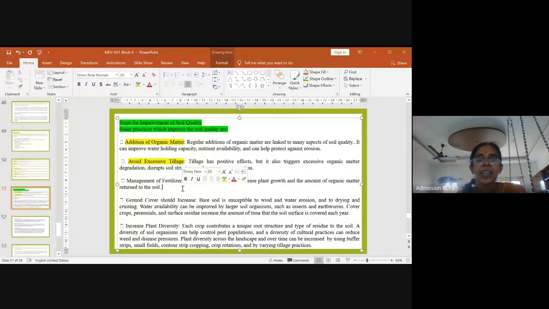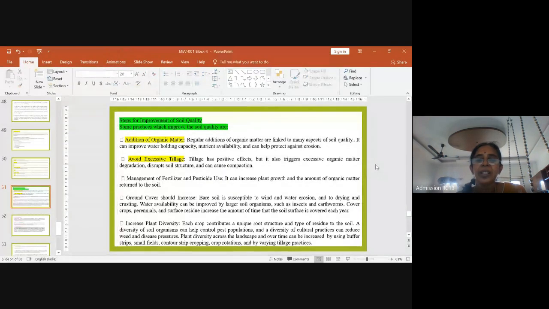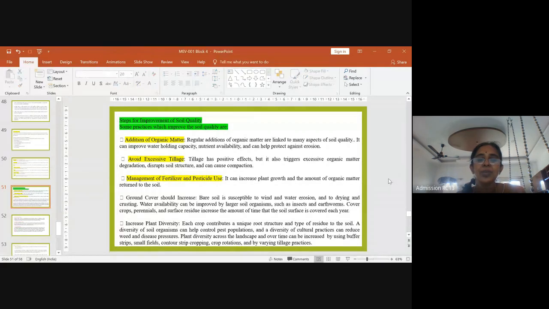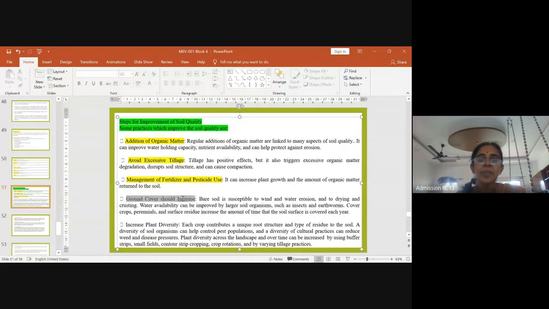Secondly, avoid excessive tillage. Tillage has positive effects, but it also triggers excessive organic matter degradation, and it disrupts the structure of the soil. Third one is management of fertilizer and use of pesticides. It can increase the plant growth and amount of organic matter returned to the soil.